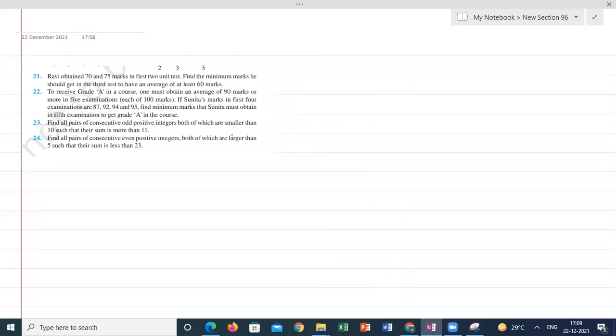If anybody wants to receive grade A, they must obtain an average of 90 marks or more in 5 examinations of 100 marks each. If Sunita's marks in the first 4 examinations are 87, 92, 94 and 95, what is the minimum marks that Sunita must get? Minimum means equal or only greater than or only less than. What is meant by minimum, students?